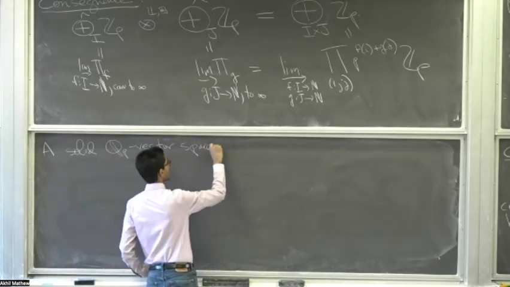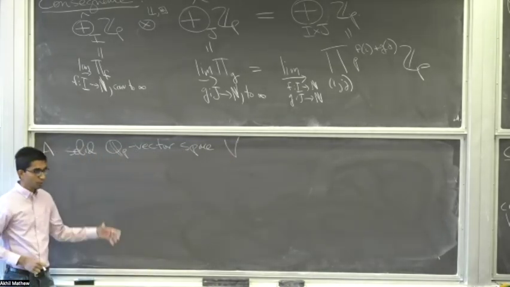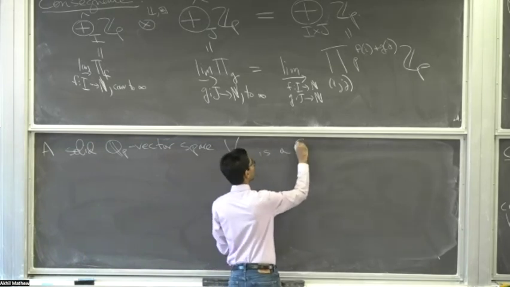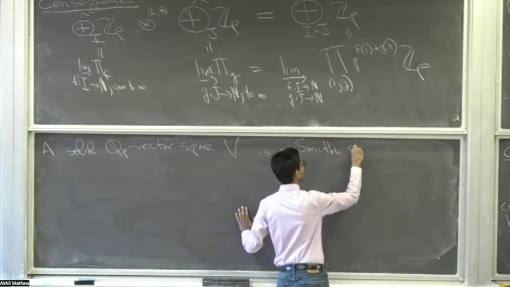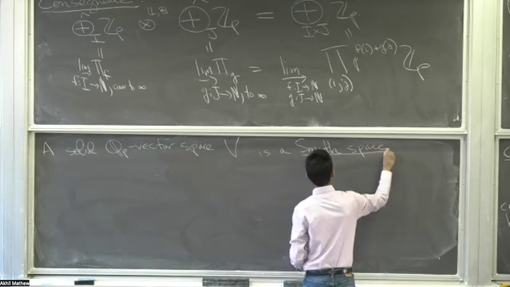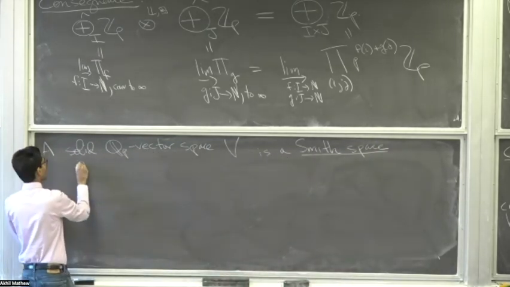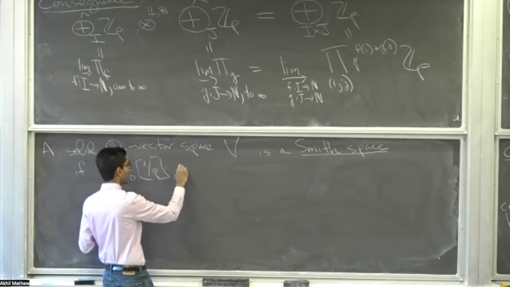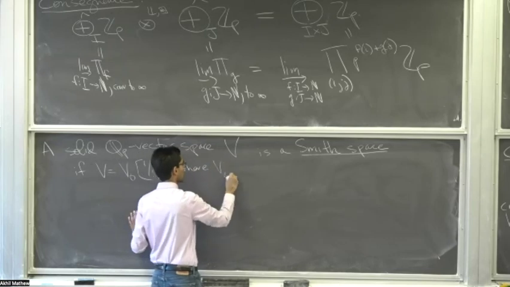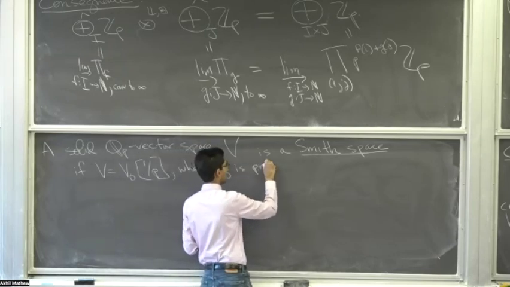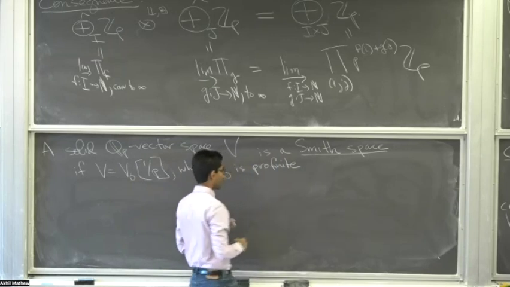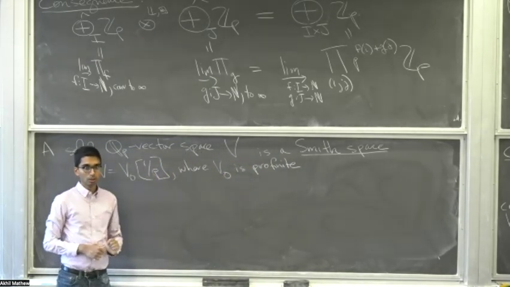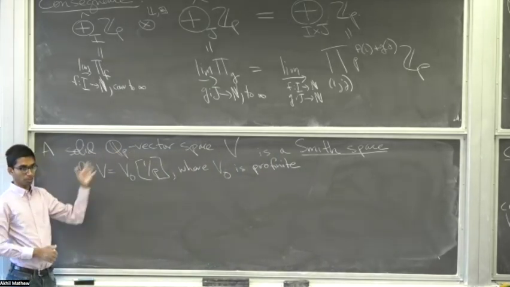A solid QP vector space V, that is a QP module in solid groups, is a Smith space if V equals V0 with P inverted, where V0 is profinite. That means it has to be a finite or countable product of copies of C. So this is a condition on a solid QP vector space.